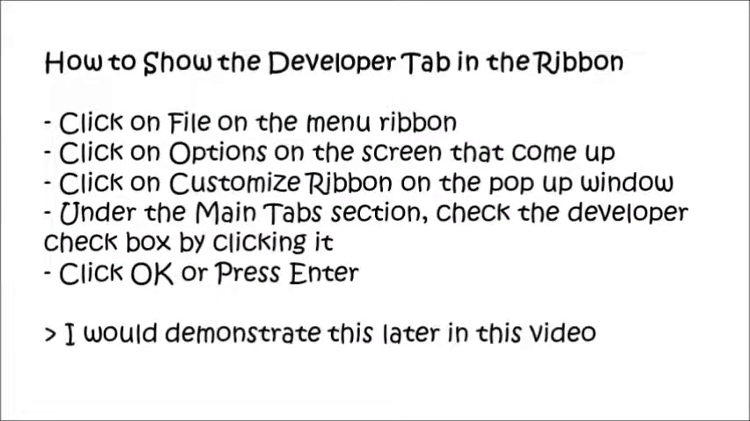How to show the Developer tab in the ribbon. Number one, click on File on the menu ribbon. Number two, click on Options on the screen that comes up. Number three, click on Customize Ribbon on the pop-up window. Number four, under the Main Tabs section, check the Developer checkbox by clicking it. Number five, click OK or press Enter. I know that you will not be able to understand what I just said now, so I'm going to demonstrate this later in this video.